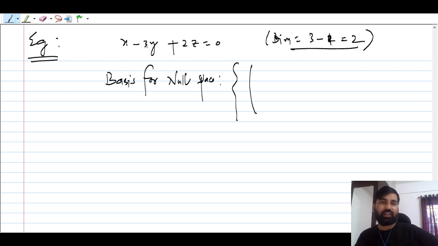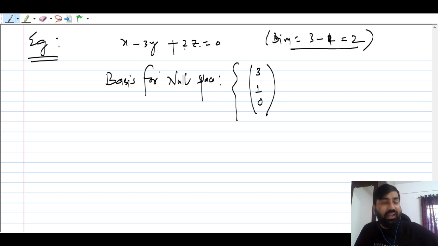You can suppress this. If you suppress 2z here, suppose you are suppressing 2z, and take y equal to 1, then what is x? If you take y equal to 1, x is going to be 3, and z is 0. If you plug back, it is going to satisfy.